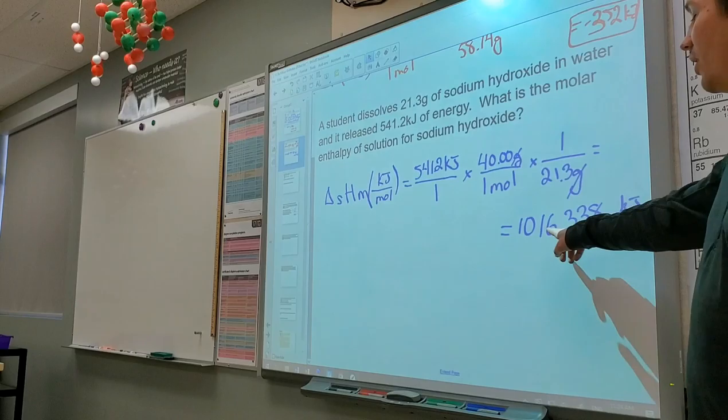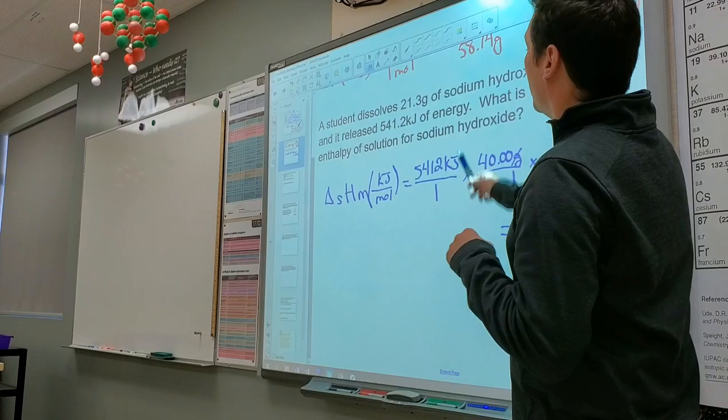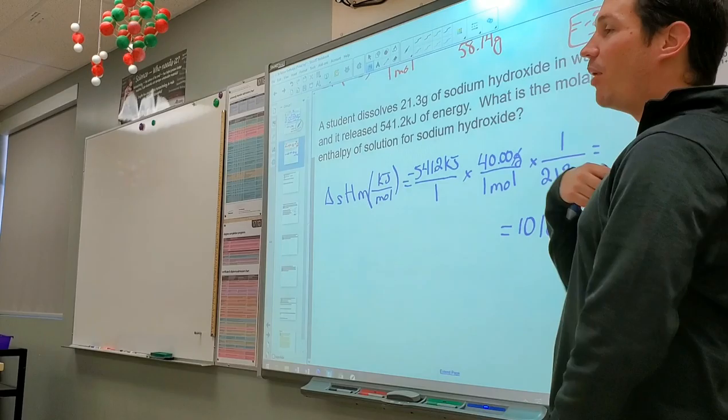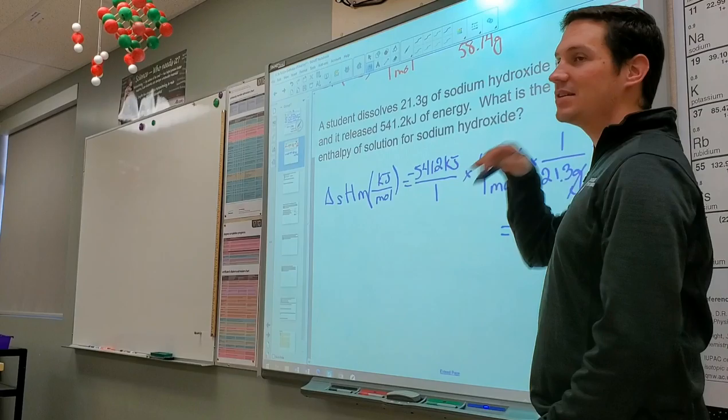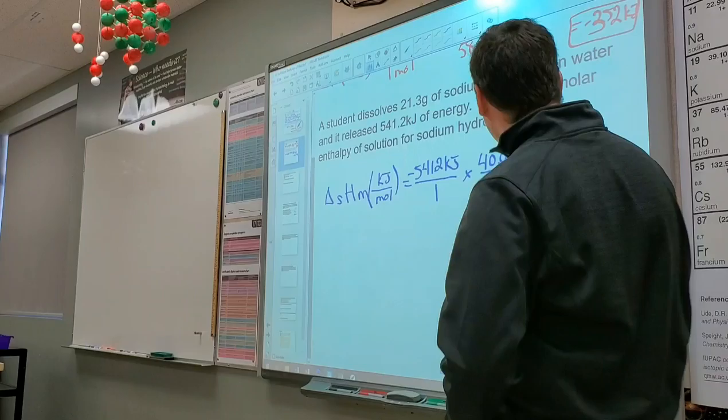Okay, anybody get it? Yeah. Natasha? What is the sign on your molar enthalpy right now? It's a positive. Okay, let's go back to the beginning of the question. A student dissolves the sodium hydroxide in water, and it released this much. That means negative 541. I don't know if you noticed, but I paused. I waited a long time after I wrote this value down because I wanted to see if anybody was going to catch that. And nobody caught it, and that's fine because we're learning right now.